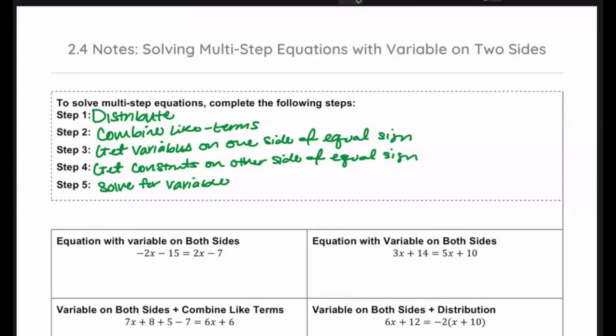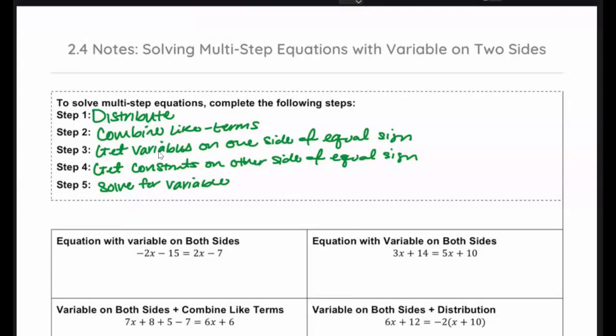Now lucky for us, we still use the same 5 steps we used in the previous note. We still start with distribution if we see parentheses. Combine like terms if there are like terms on the same side of the equal sign. So that's either a coefficient with a coefficient or a constant with a constant. We still get variables on one side.